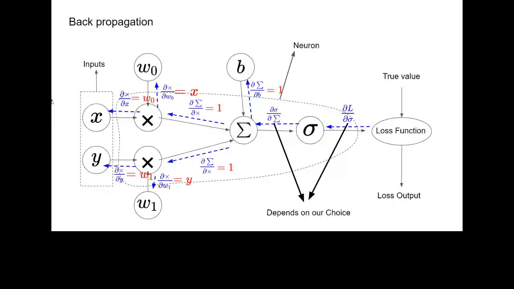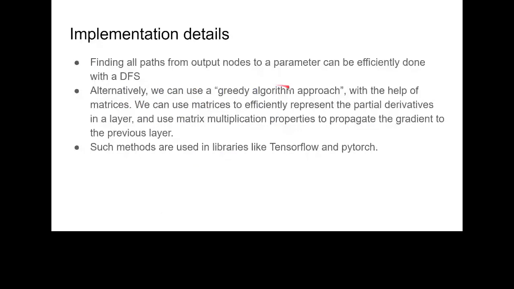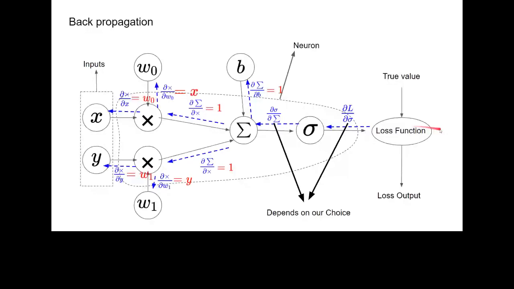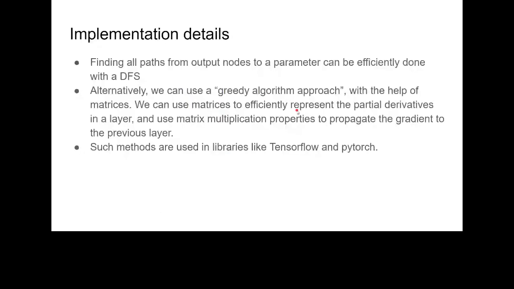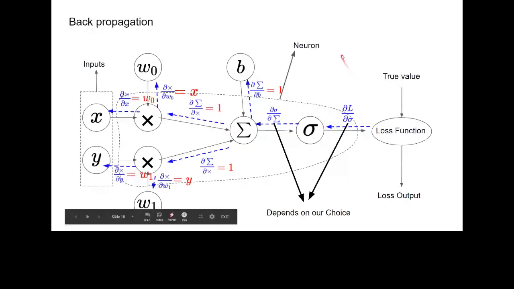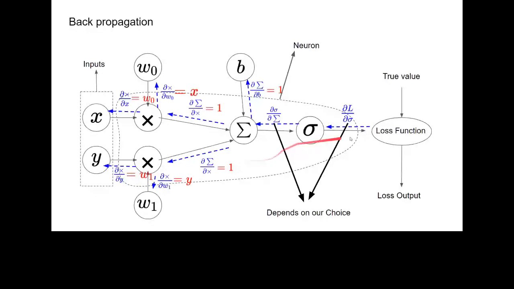So some details about how to implement this. If you are aware of graph algorithms like depth first search, we can list out all the paths from a particular node to any other node using this concept of depth first search. But alternatively, we can also use a greedy algorithm approach. In a greedy algorithm approach, we pack all these gradients in a nice matrix, and then we use the properties of matrix multiplication to do all these calculations for us. So that is one way of doing it.